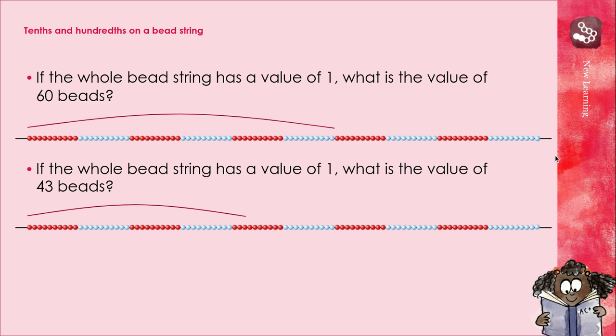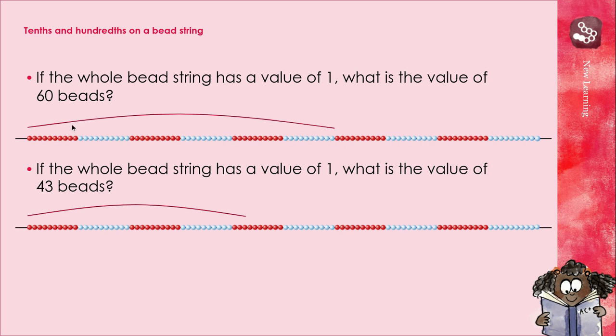Okay, welcome back. Hopefully you were able to have a go at this, hopefully with someone, but if not, on your own. Here is this bead string. Again, exactly the same bead string, and it's got 100 beads and they're split into tens. So 60 of the beads is this group here, the group identified by this red line. So if the whole bead string has a value of 1, how could I express that as a fraction? Well, there are a couple of ways.